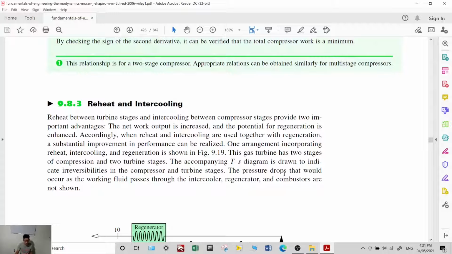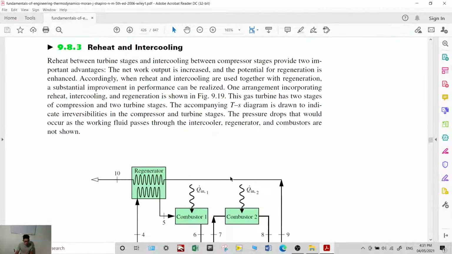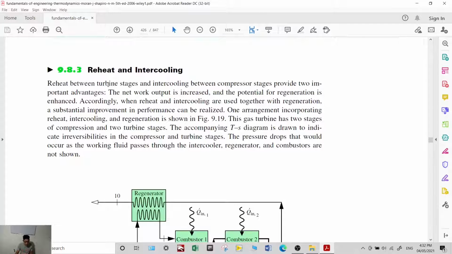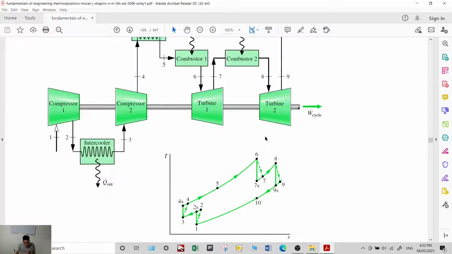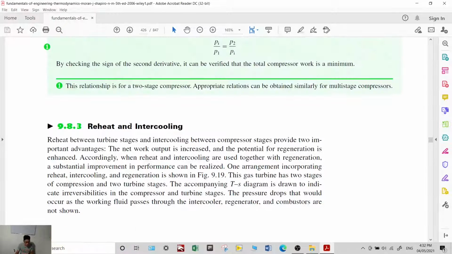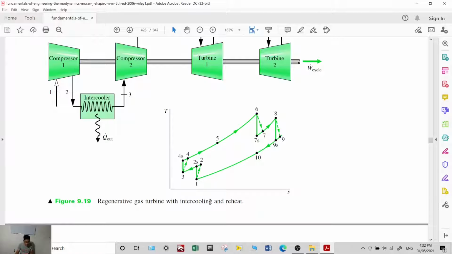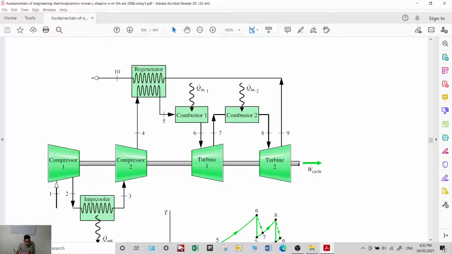Okay, so if we combine all those modifications, so ang Brighton cycle with reheat, okay, regenerative gas turbine with intercooling and reheat. Okay, so the components: so imong compressor diri, multi-stage compression, you pull the fluid.